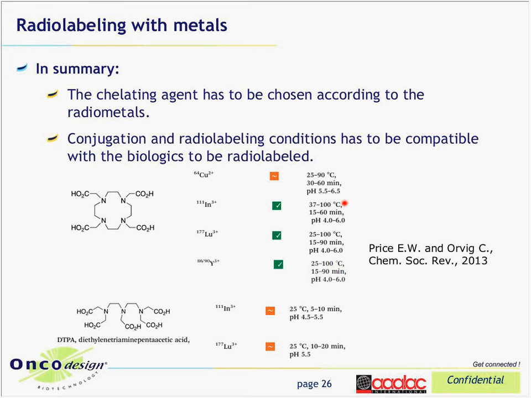If your molecule can't be heated, you shift to another chelating agent, such as DTPA, maybe not the most appropriate one, but still adequate. Knowing that you still have to be in acidic conditions, the radiolabeling can be done at room temperature with still good yields.